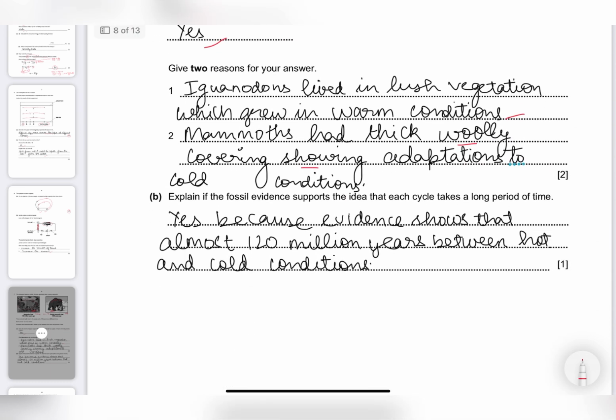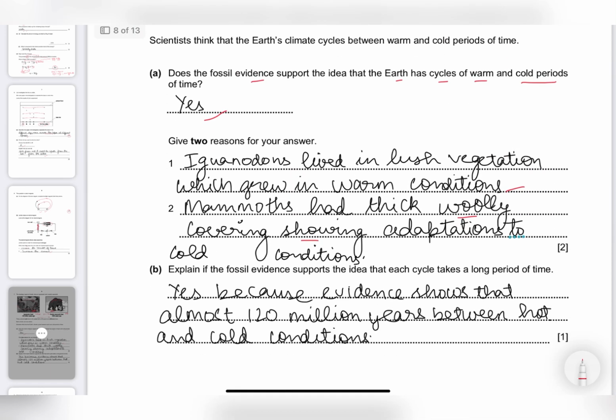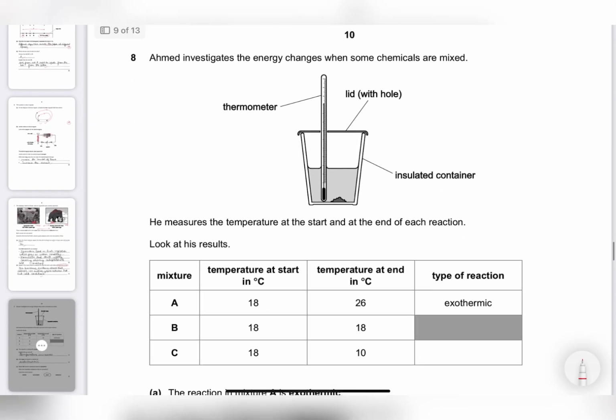Explain if fossil evidence supports the idea that each cycle takes a longer period of time. Again, you can write down no or yes. I've written yes because, as we can see, the difference between them. Can you see the difference? It's almost 120 million years between hot and cold conditions. That's why it takes a longer period of time. Let's move on to the next question now.